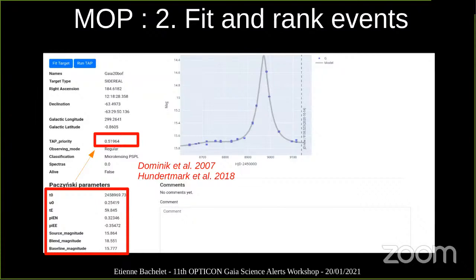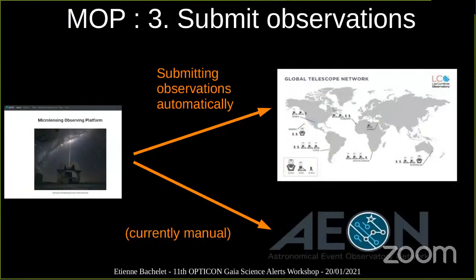We obtain parameters from all events, from which we can compute what we call a TAP priority, which is obtained from formulas in Dominik et al. and Udalski et al. Based on this TAP priority, we can adjust our observing strategy. The last step is to resubmit observations as needed. Observations are triggered automatically through the LCO network, and we can also trigger manual observations through the AEON system.